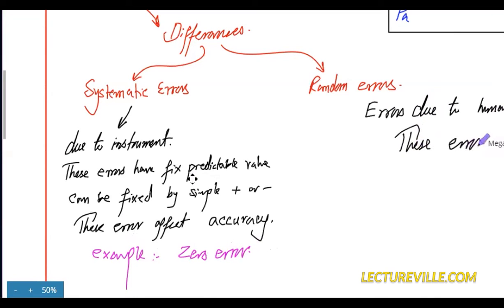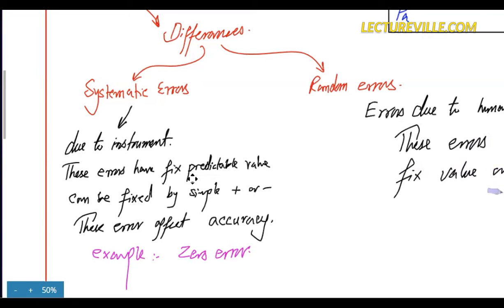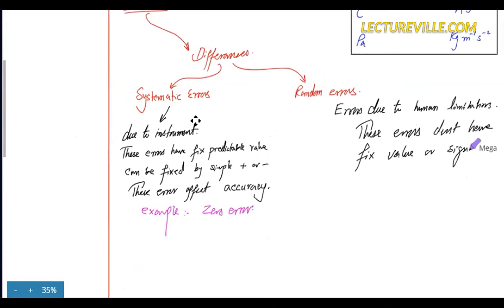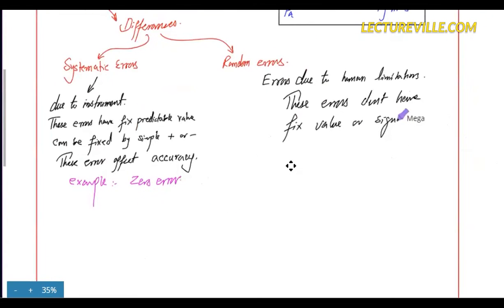These errors don't have a fixed value or sign. They can be positive and negative, more or less. They can be the same every time. They can be different every time. We cannot predict these errors. They are unpredictable.